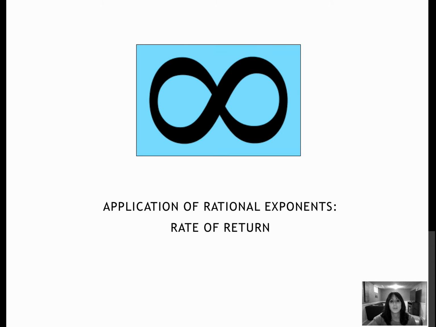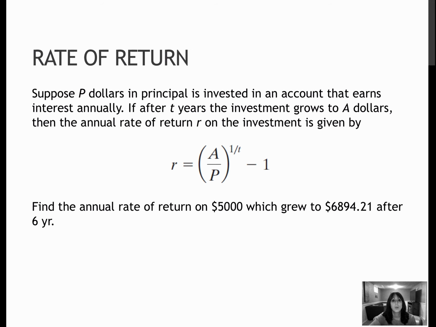This is an application question dealing with rational exponents, which is the rate of return on compound interest. So if you have compound interest, we know that compound interest is what happens when we make money not only on the principal that we have invested, but also on the interest that we earn. Every time interest is compounded, it adds to the value that we're earning interest on. So we're actually earning interest on interest on interest on interest, etc. So the more often something is compounded, the better.